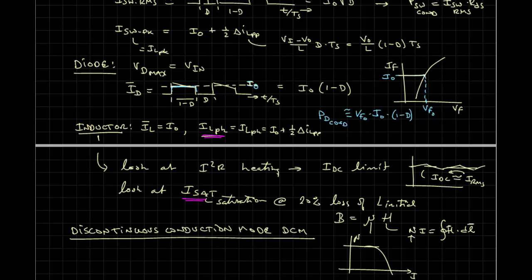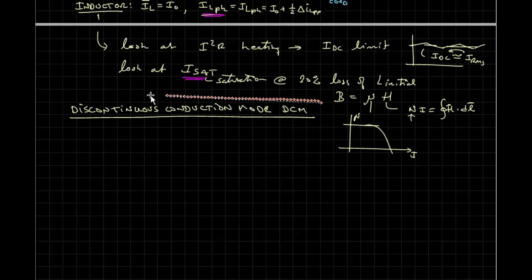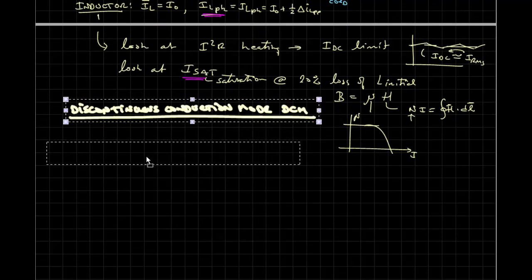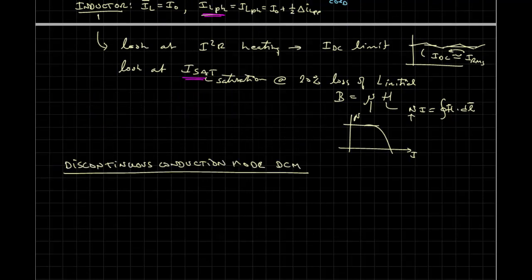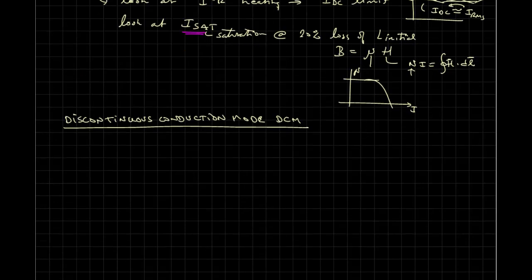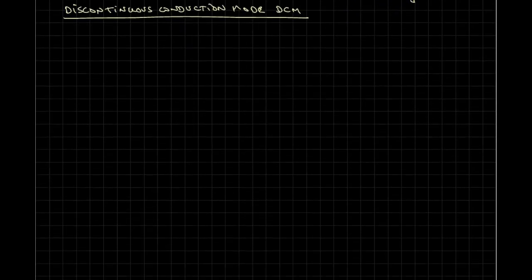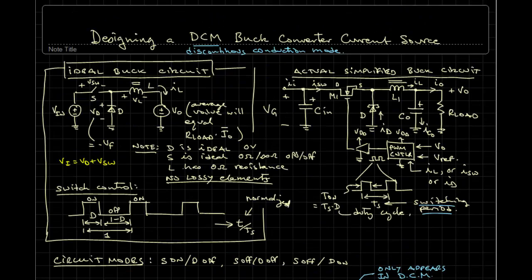Okay, well, that's plenty of information on component stresses. I think now we're ready to look at the discontinuous conduction mode, and actually the discontinuous conduction mode is the mode that I'm going to recommend for this current source. Now, I started out by saying this is designing a DCM Buck converter current source, but we haven't talked anything about a current source yet. Actually, all I've talked about is a voltage source, right? We've talked about trying to program an output voltage.